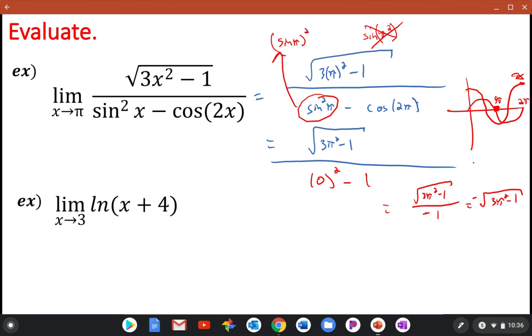All right, and let's do another one here. This one is a natural log. The natural log function is exactly the same. We're just going to plug it in there. This becomes the natural log of 3 plus 4, which is natural log of 7. And let's just leave it like that. Natural log of 7 is a decimal, but we would rather leave it like that.